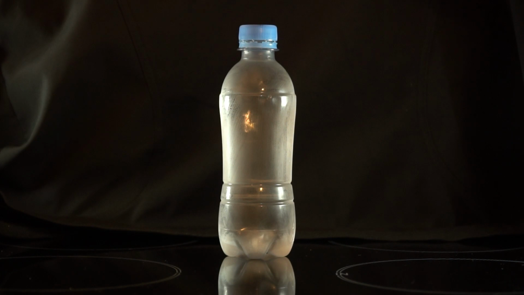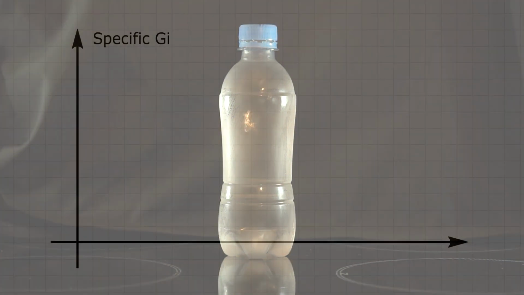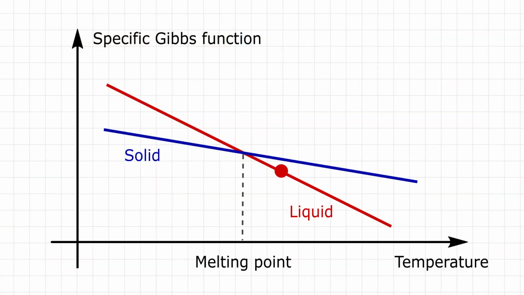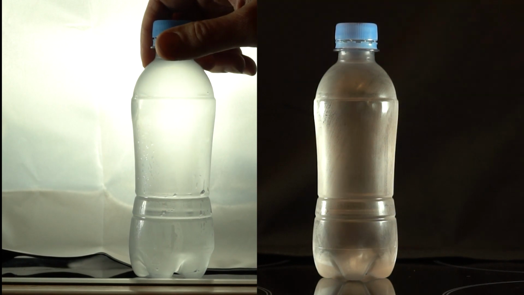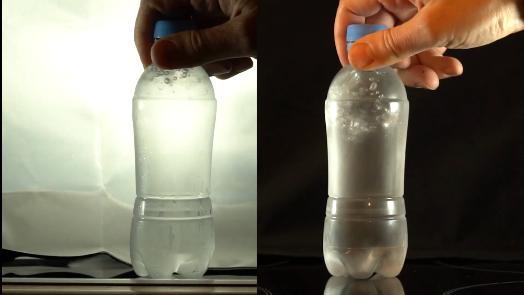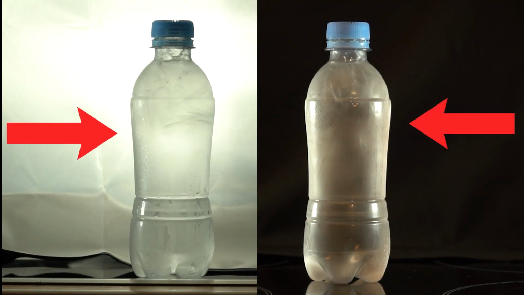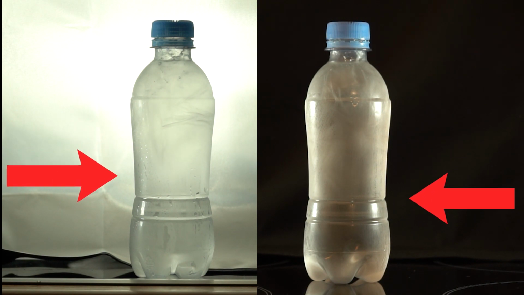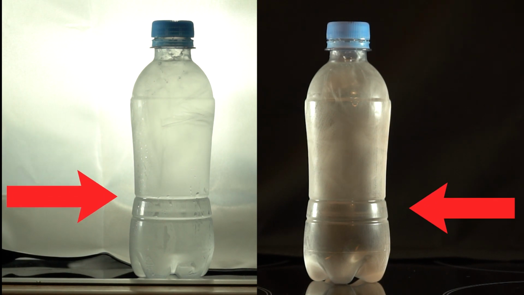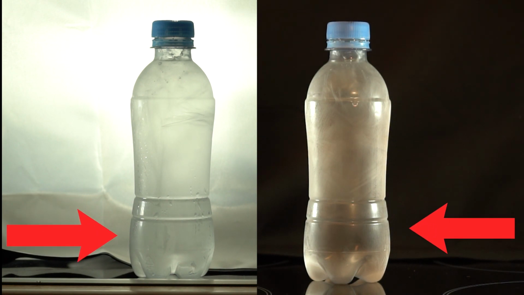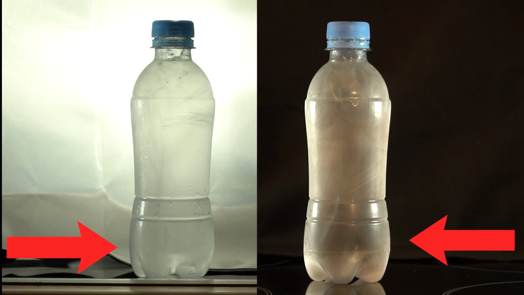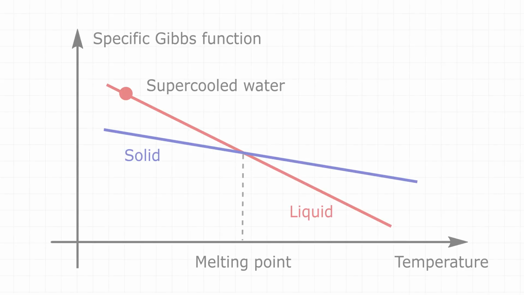We cooled a bottle of water in the fridge below the melting point, below 0 degrees Celsius. At this low temperature, the liquid phase of water has a larger specific Gibbs function than the solid phase. If there are no crystals of ice in the liquid, the crystallization doesn't start. But if we shake the bottle, we create the very first crystals. In this way, we create a real physical boundary between the solid phase and the liquid phase. The boundary moves and the crystal expands, aiming to transfer more mass into the solid phase and thus to minimize the total Gibbs function.